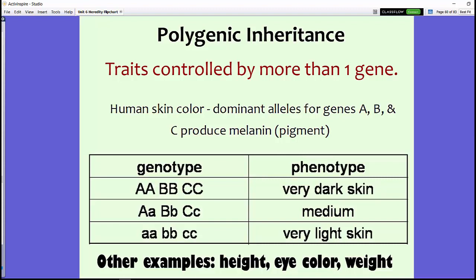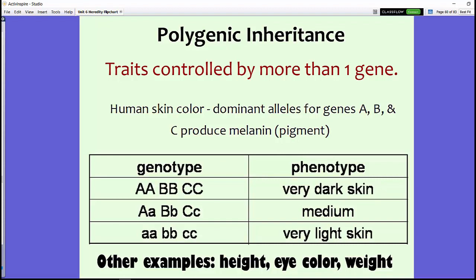Now, there's 3 that are just written here on the slide. We'll show you a little graph here in a second. Somebody that has very dark skin might have the dominant alleles for all of those genes that are used to code for human skin color. So for example, dominant alleles for genes A, B, C basically produce melanin, which is the pigment of the skin. So the darker the skin, the more melanin. So a very dark skin type might have dominant alleles for all 3 of those, whereas somebody that has very light skin might be recessive for all 3 of those genes.